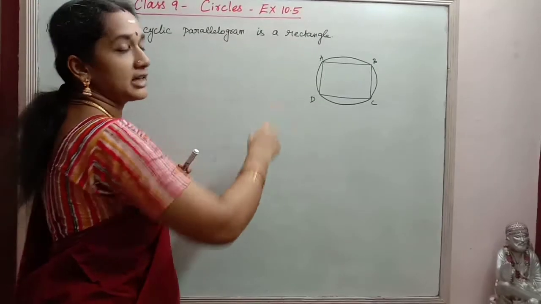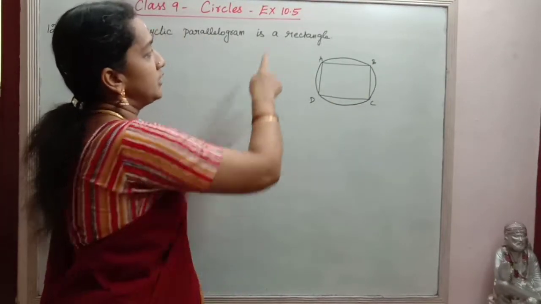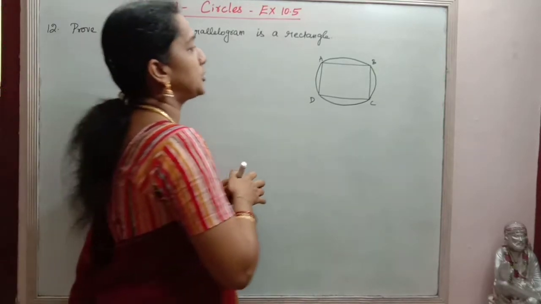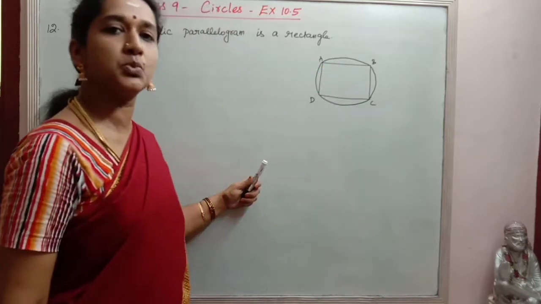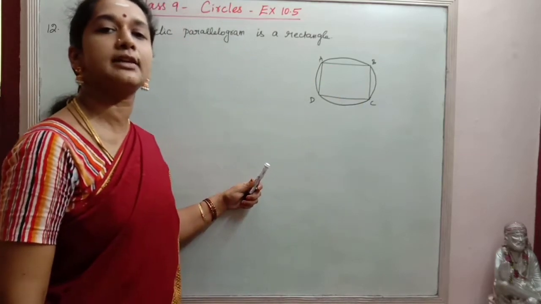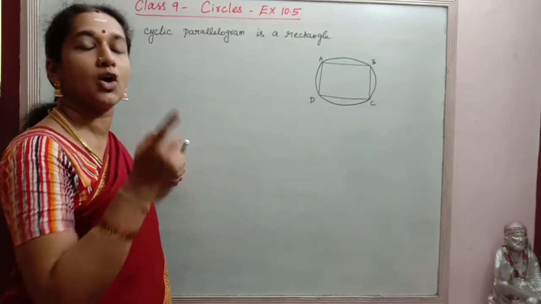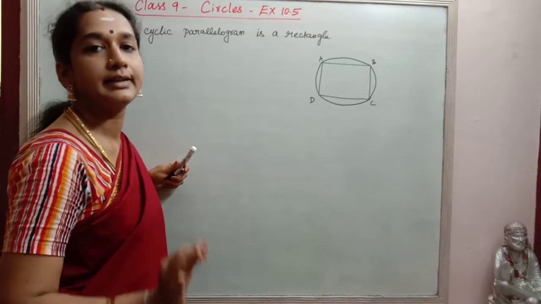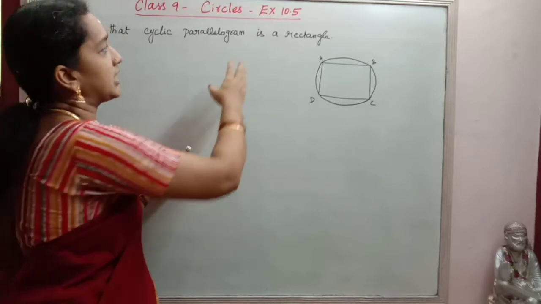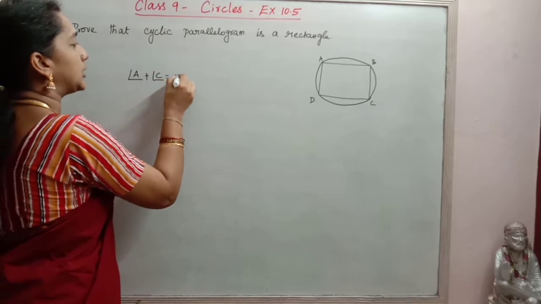Prove that a cyclic parallelogram is a rectangle. So ABCD is a cyclic parallelogram. We are asked to prove that it is a rectangle. Okay, we know that the sum of the opposite angles of a cyclic quadrilateral is 180 degrees. One more thing we know is that the opposite angles of a parallelogram are equal, that is, angle A and angle C are equal. So with these two things we can prove that it is a rectangle. So angle A plus angle C is equal to 180 degrees.